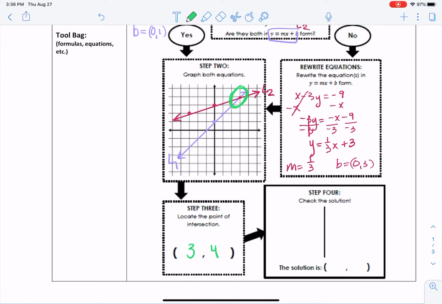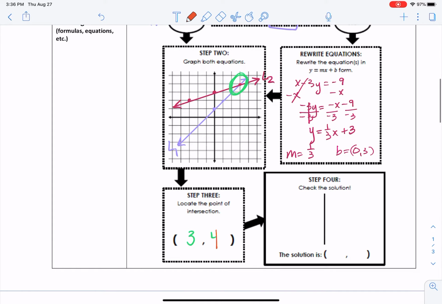So then I have to check the solution. We've done several checks, but I want you to see that this is important because I could have graphed it incorrectly. And so I need to make sure that this point right here is in fact the solution to both equations. So let's start with the first equation, which is y equals x plus 1. Instead of y, we put 4, and instead of x, we put 3. 4 equals 4. Sure does.